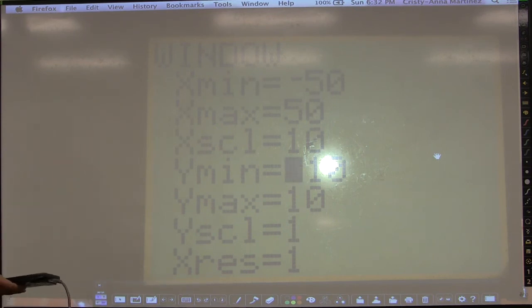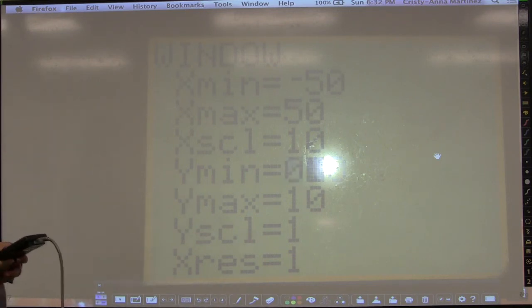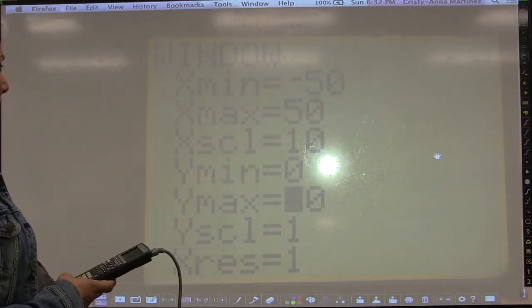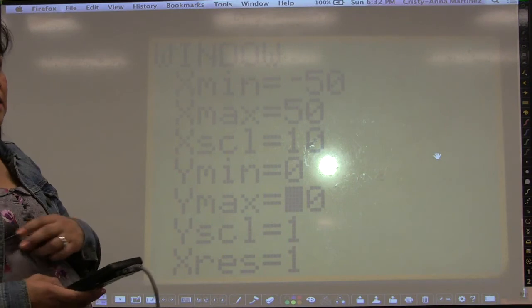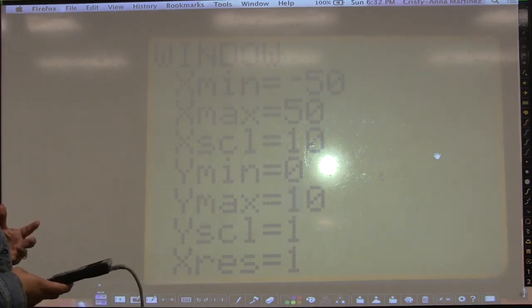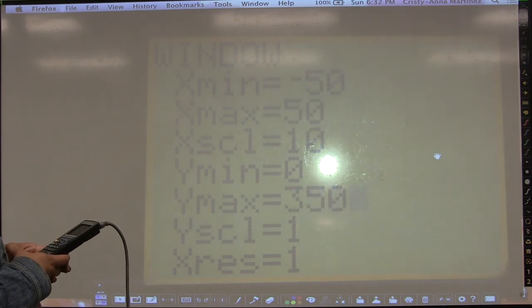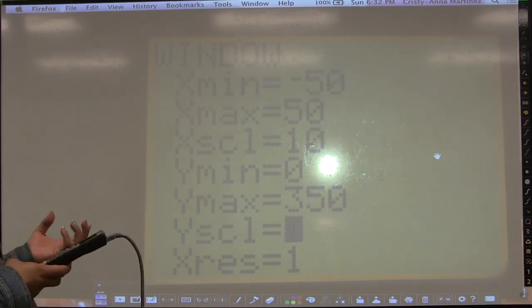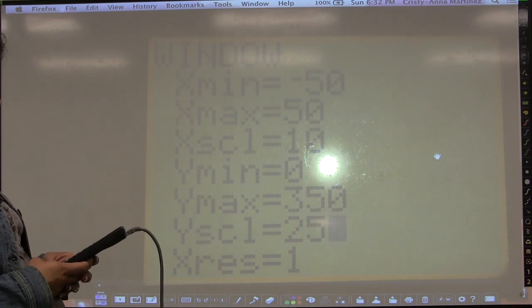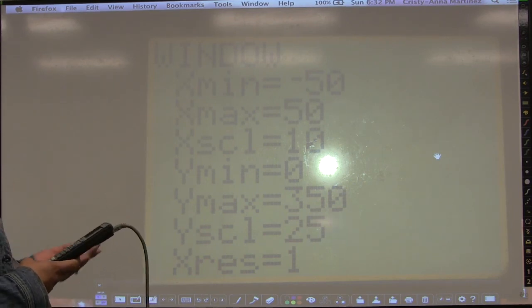For our y minimum, we're going to go from 0 to 350. Now remember, we don't want to use any negatives for the y because it doesn't make any sense for us to have negative values if we're talking about billions of liters of soda consumed. So 0, we're going to go all the way to 350. And this time, because the numbers are so big, we're going to use our scale to be 25. So we'll go 25, 50, 75, 100.